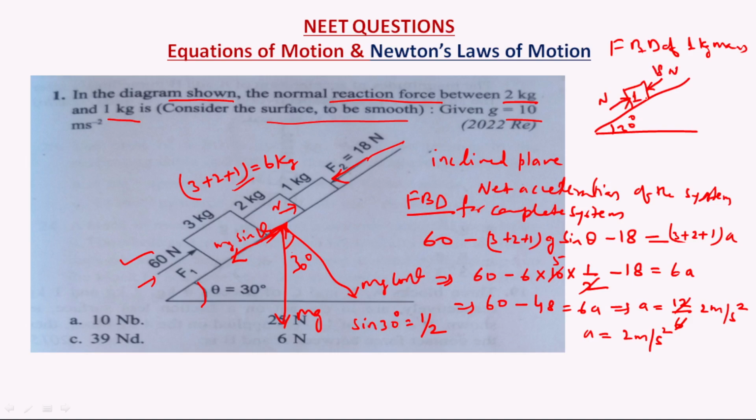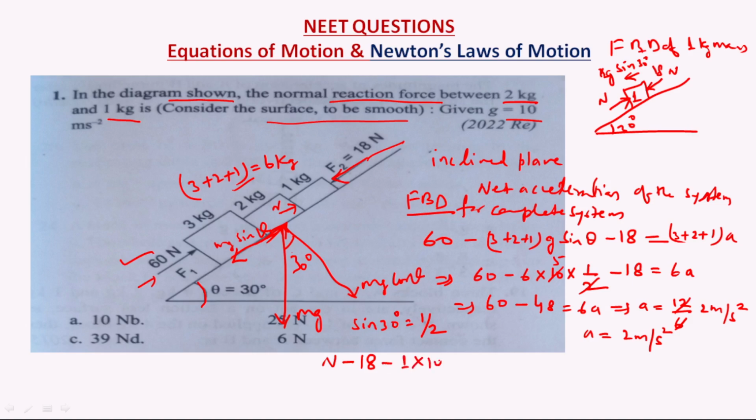And the component of 1 kg is again mg sin theta, right? So this component is 1g sin 30 degree, which will be counteracting this normal reaction force. So now let us solve with the help of this free body diagram of 1 kg mass. What will be the equation? The equation will be N minus 18, minus 1g sin theta.